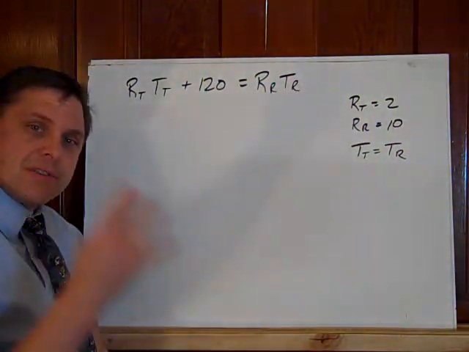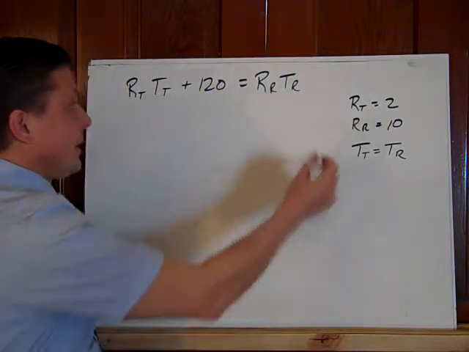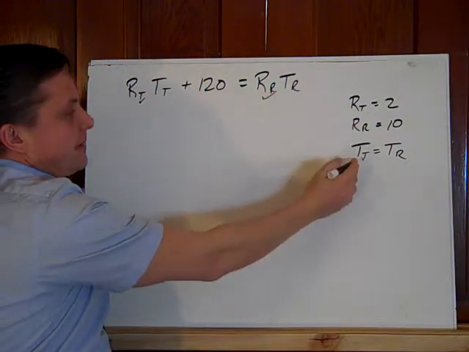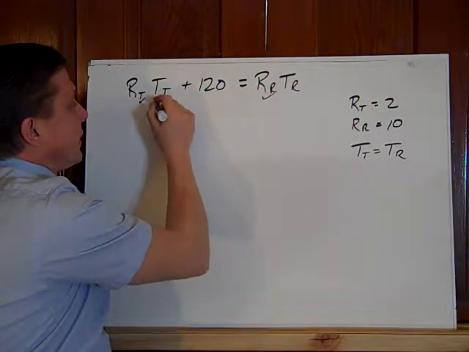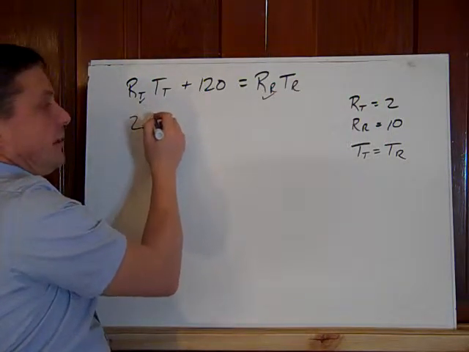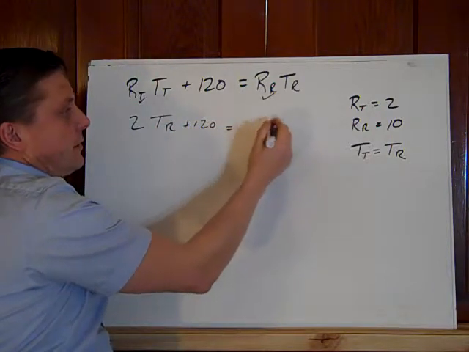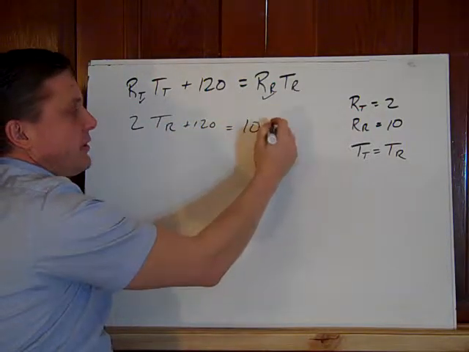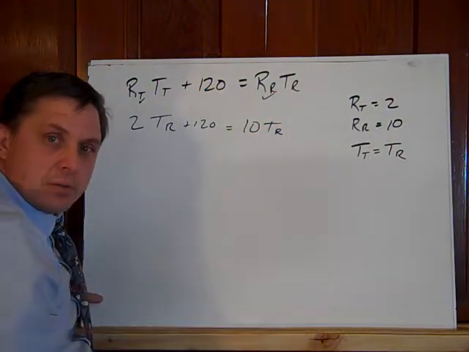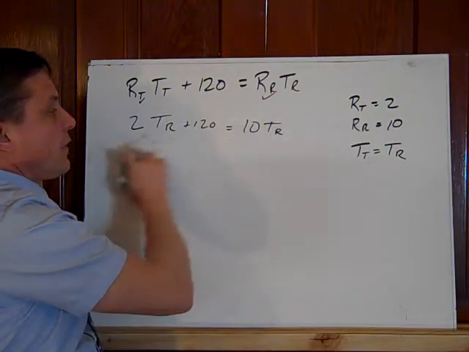Again, we'll count variables. I see 4 and 4 equations. It is simply a substitution matter again. I know R of T, I know R of R, and I know that TT is equivalent to TR. So I'll fill this in. 2 times TT replaced with TR, plus 120 equals 10. And I won't replace TR here with TT because I want one variable. And if I replace it, I'd still have 2. Now I have one equation, one unknown right here.